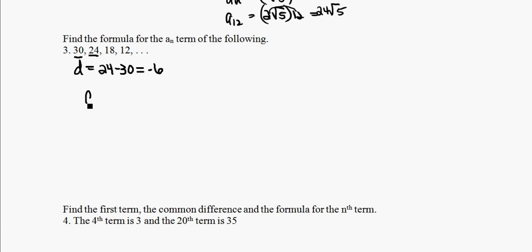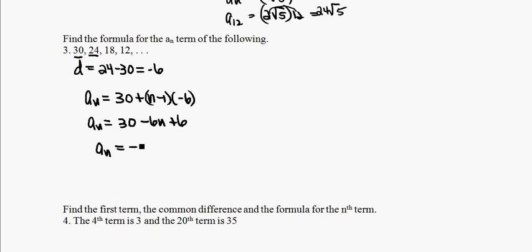So the nth term would be a sub n is equal to our first term, which is 30, plus n minus 1 times negative 6. I get a sub n is equal to 30 minus 6n plus 6. So our nth term is negative 6n plus 36.